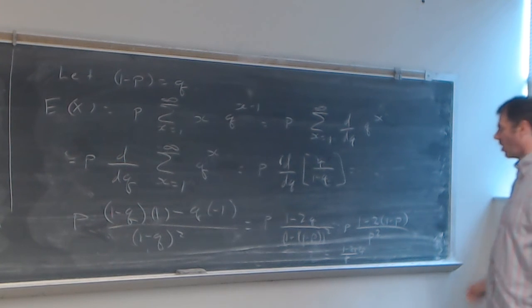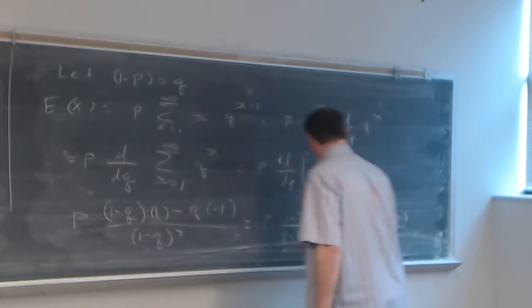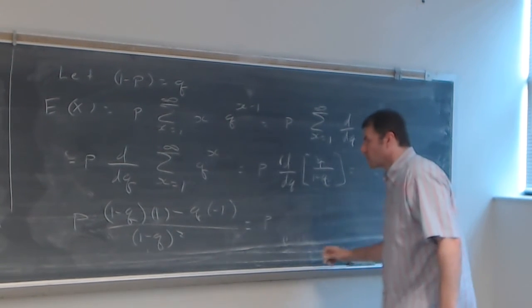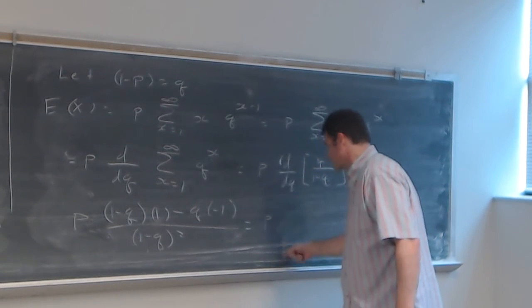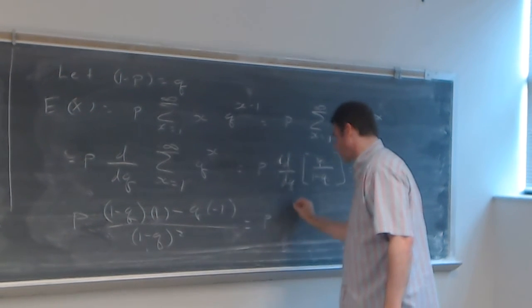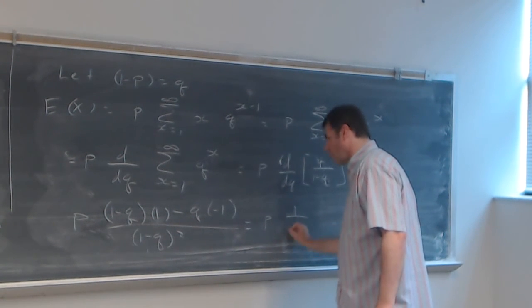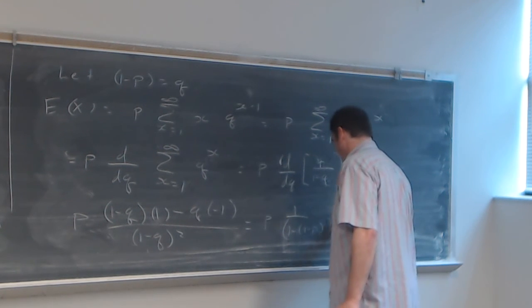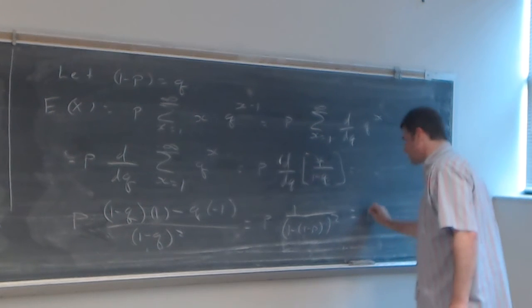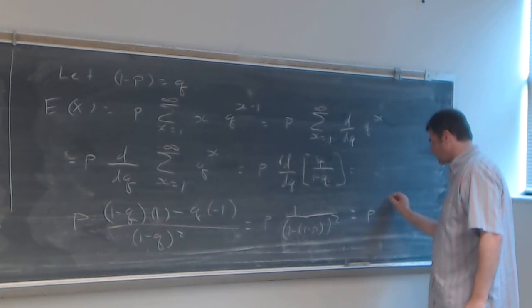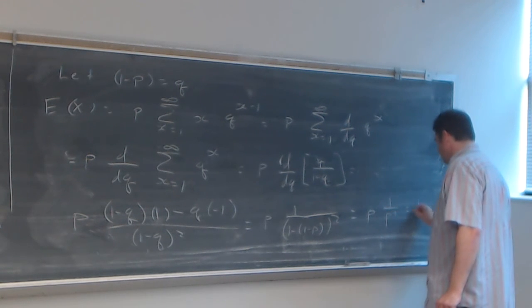Not right. Oh, I made a big mistake. I'm sorry, I'm not paying enough attention. Okay, so there's the p. Let's back up. There's the p. Here's 1 minus q. Here's a plus q. That's just 1 over 1 minus p, all that p squared. And that's just p. That's just p times 1 over p squared, and that just ends up giving 1 over p.